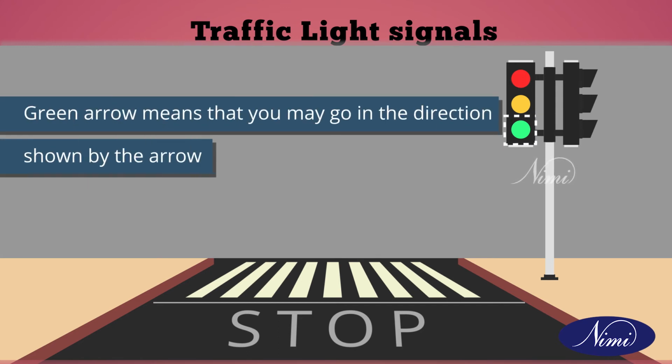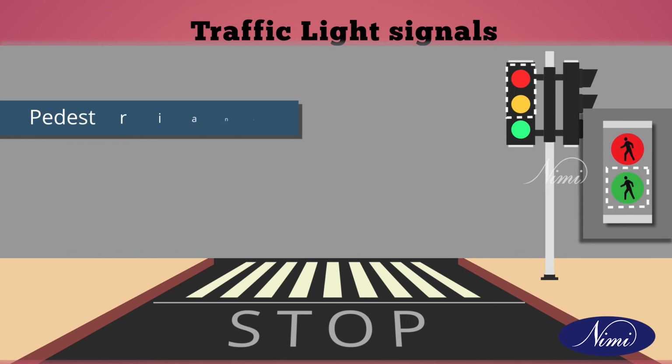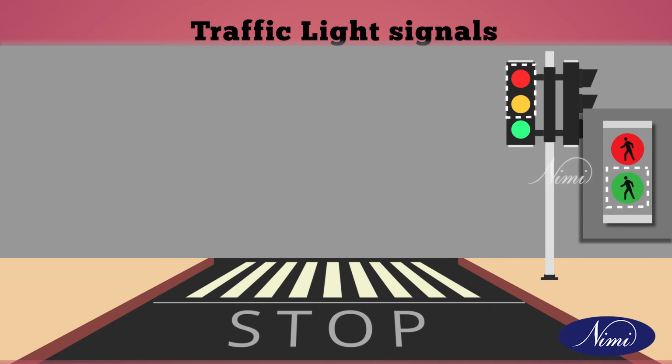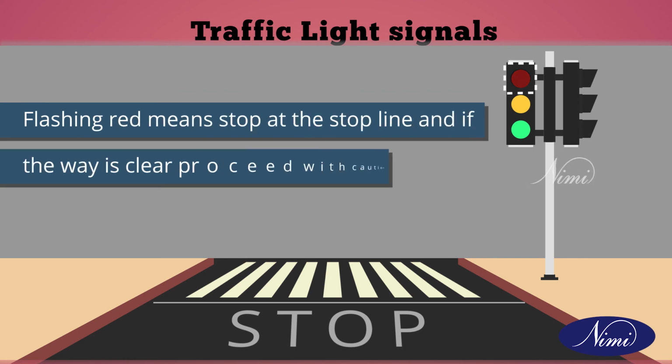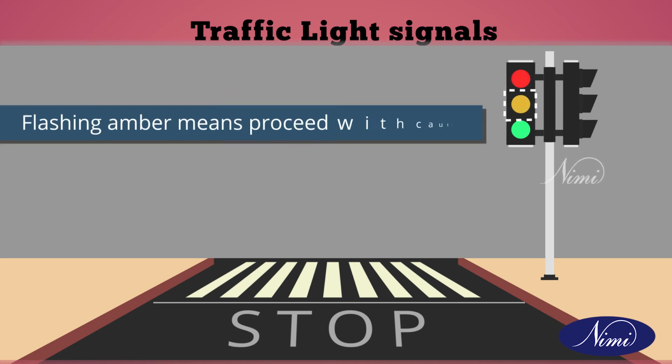Green arrow means that you may go in the direction shown by the arrow. If red, it means pedestrians do not cross. If both are in white, pedestrians cross now. Flashing red means stop at the stop line, and if the way is clear, proceed with caution. And flashing amber means proceed with caution.